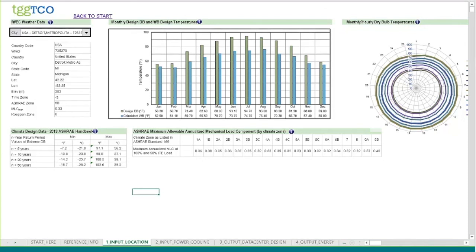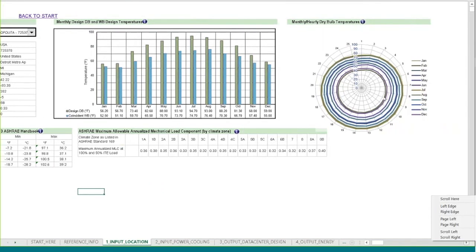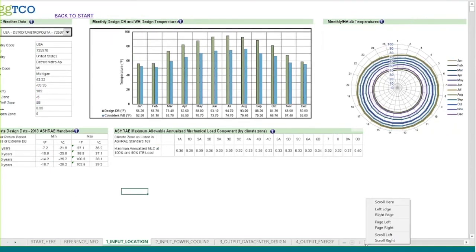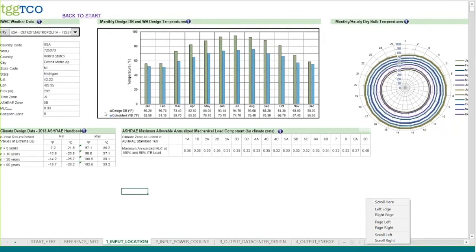It doesn't get into hourly data. It's just purely monthly data for the purposes of this. And then you have some outputs from the bar chart here and the radar graph in terms of the temperature changes month by month. So anyway, that's really the first sheet. There's literally one input on this sheet, that's the drop down here.